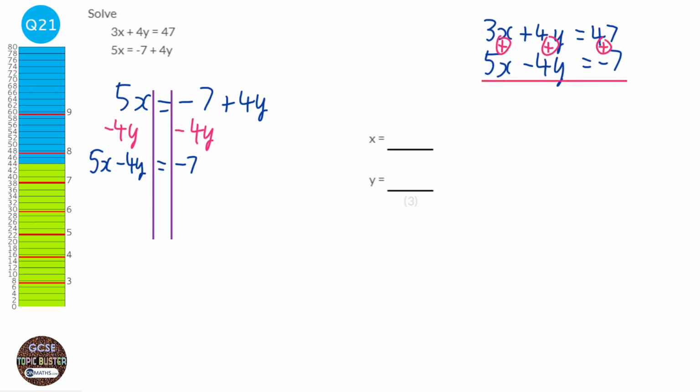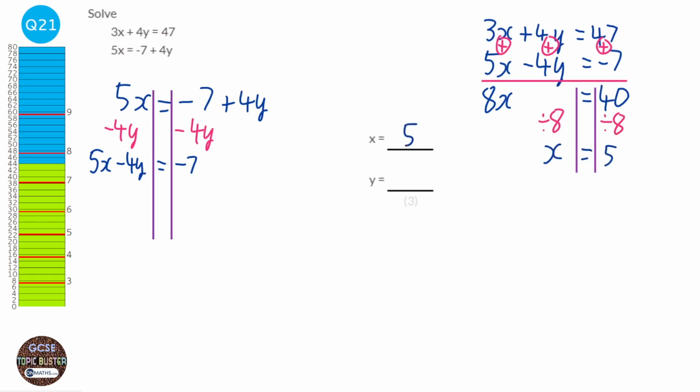So we're doing 3x plus 5x, which is 8x. 4y plus minus 4y is nothing, which is good, because we want to get rid of that. And 47 take away 7 is 40. All right, let's put our solving lines in. And we're going to divide by 8 both sides. So we get x equals 5.